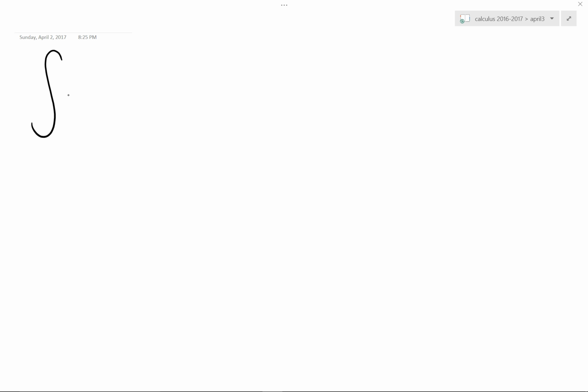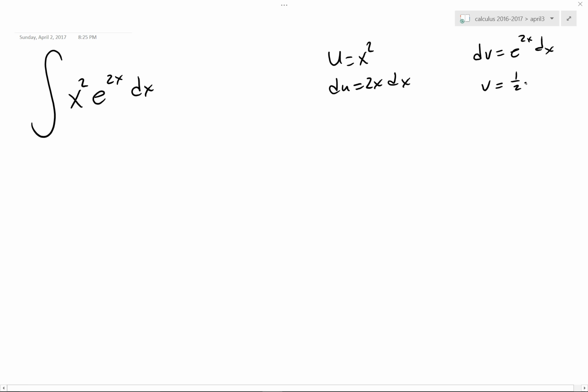Here's another one. You're like, well, this is cool. We can do this 100 times. We can. Nobody wants to, but we can. And so again, u will be my algebraic function this time. And of course, this is 1/2 e to the 2x, right? Now, the recipe, again, is just uv minus the integral of v du.